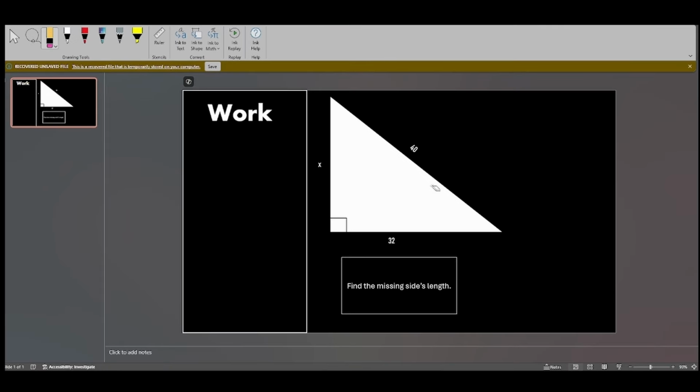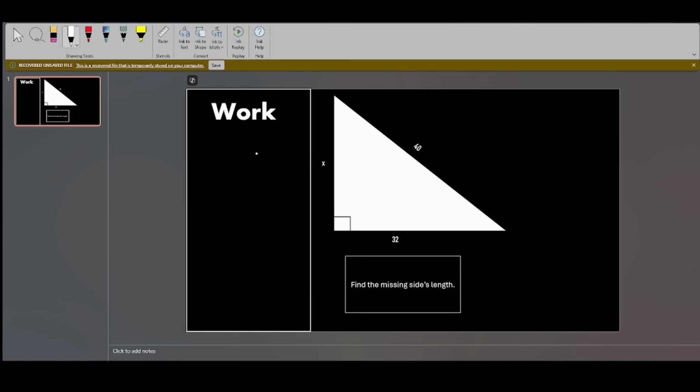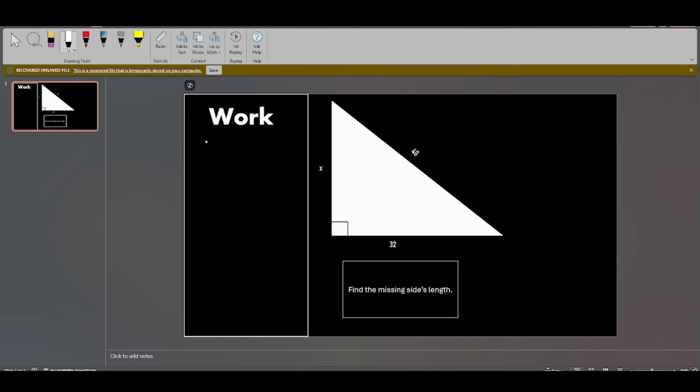Let's dive in. Hey Gemini, can you hear me? Yes, I can hear you. How can I help you? I had this problem from school. I wanted to know how would I find x with this diagram. Sure, I can help you with that. You have a right triangle with one leg of length 32, a hypotenuse of length 40, and you need to find the length of the other leg, labeled x.